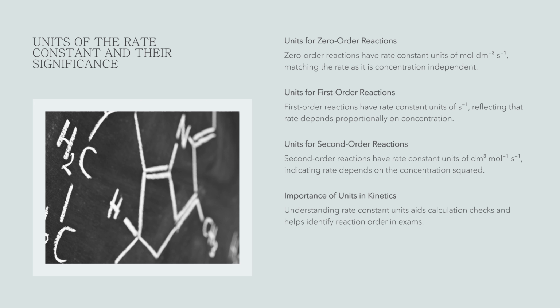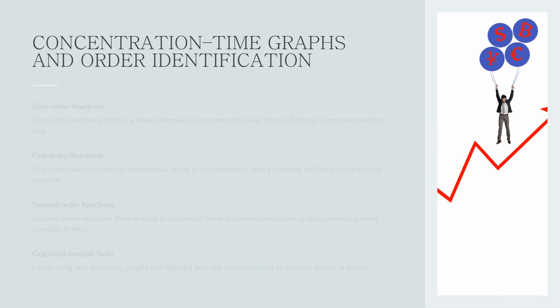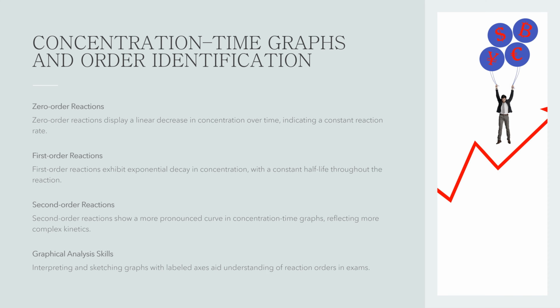Zero-order reactions show a straight-line decrease in concentration over time because the rate is constant. First-order reactions show an exponential decay curve, with concentration decreasing rapidly at first and then more slowly. Second-order reactions show a more pronounced curvature. Students must be able to recognize these shapes and link them to kinetic behavior. These graphs also help explain why first-order reactions have a constant half-life, while zero- and second-order reactions do not.